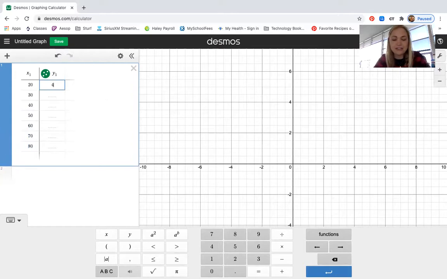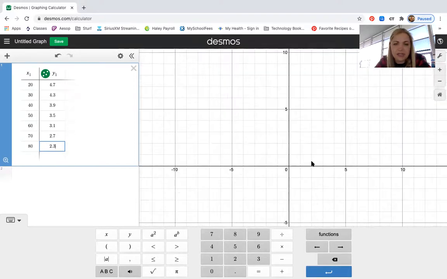Okay, over here, it's not a pattern. 4.7, and then 4.3, 3.9, 3.5, 3.1, 2.7, and 2.3. On your homework, it might be a good idea to double check that you type in the numbers correctly. Okay, when this is filled in, I want to show you what this looks like.